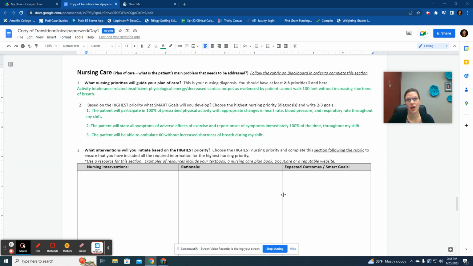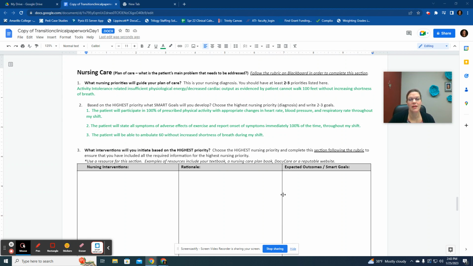When I looked up activity intolerance in my care planning book, I found that it was on page 122. And so I read the definition, which says insufficient physiological or psychological energy to endure or complete required or desired daily activities. And so I used that to inform my etiology for my PES format of my nursing diagnosis.